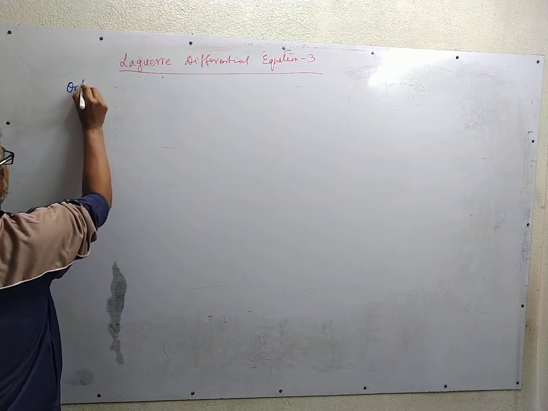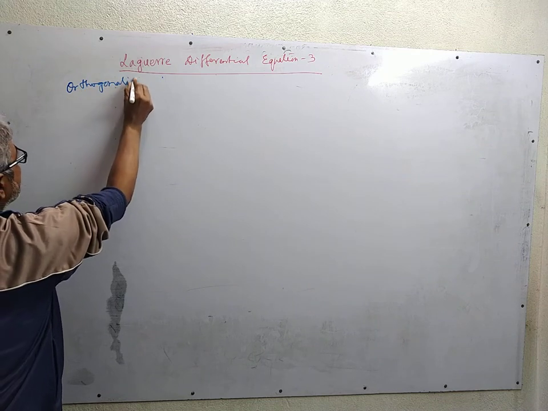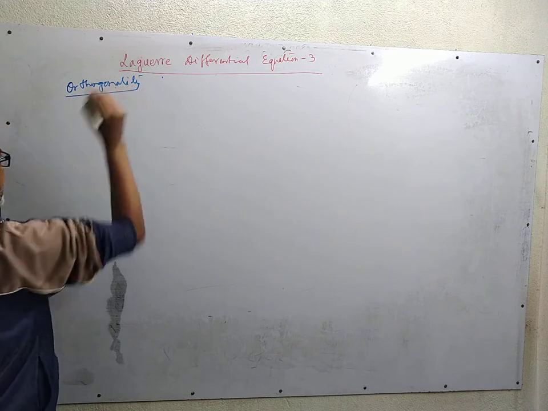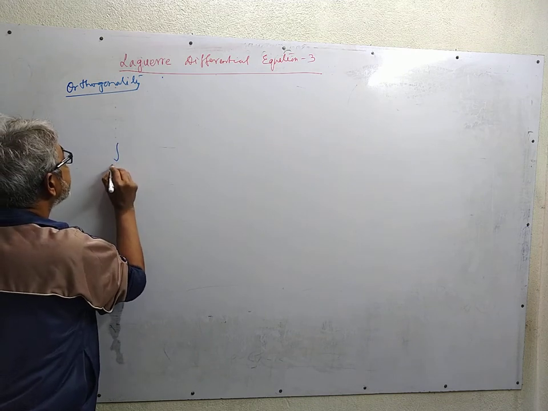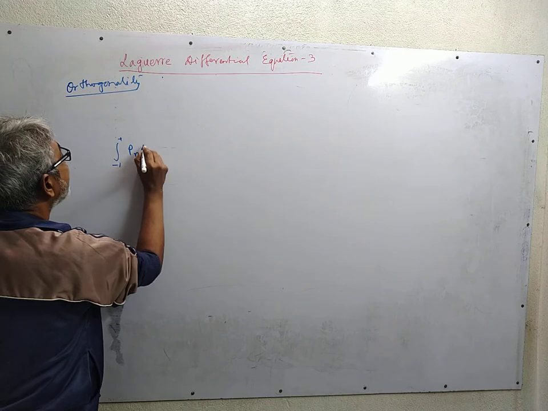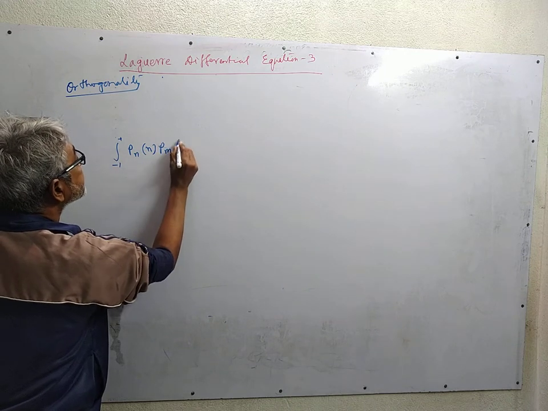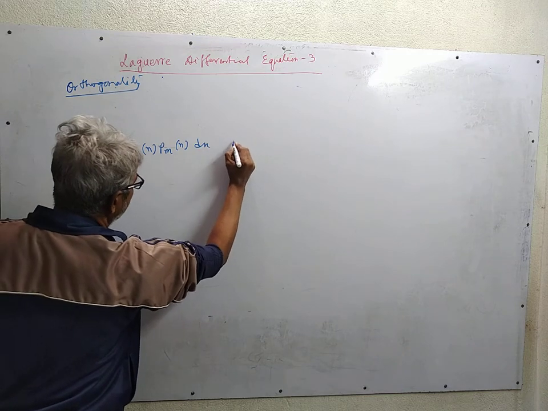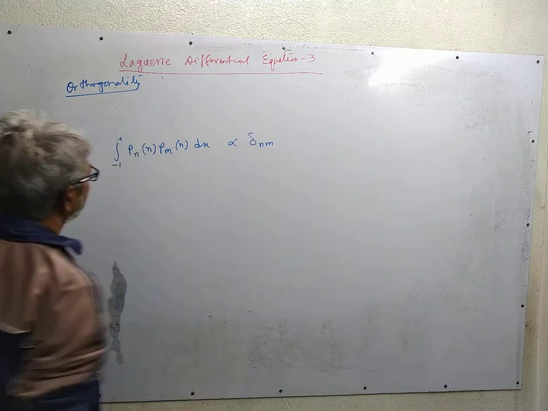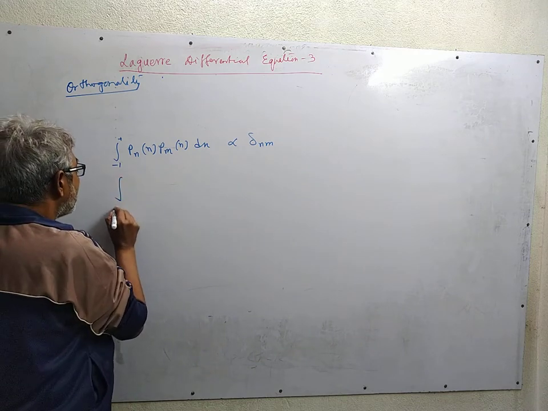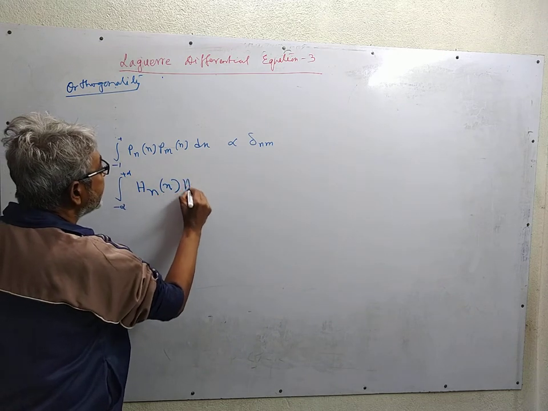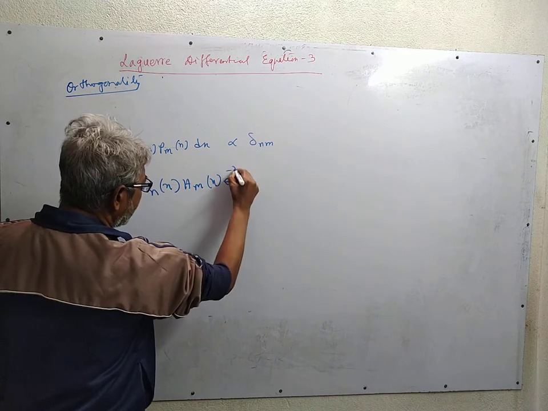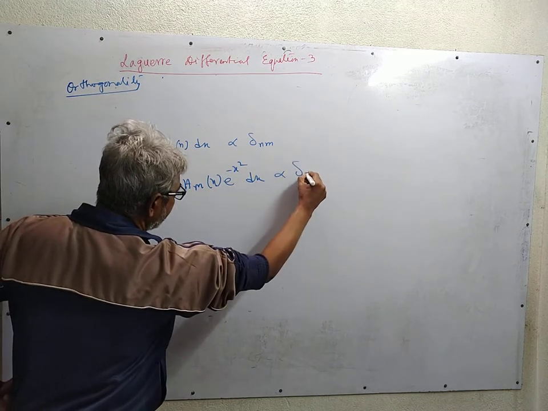Today we shall discuss the orthogonality property of Laguerre polynomial. In the earlier situation, we have found that Legendre polynomial Pn of x, Pm of x integrated over dx is orthogonal in the sense it leads you to a delta function. In the case of Hermite polynomial, Hn of x, Hm of x, with e to the power minus x squared dx, again leads to an orthogonal relation.